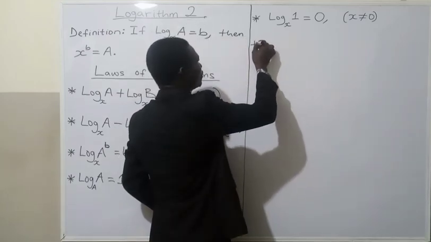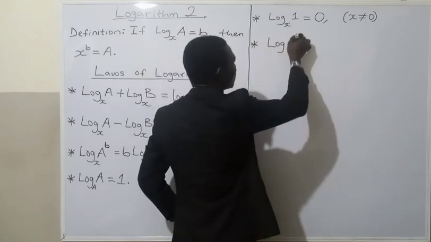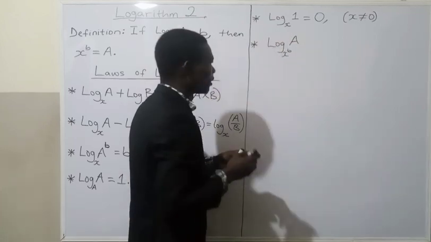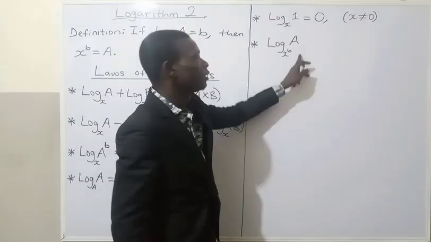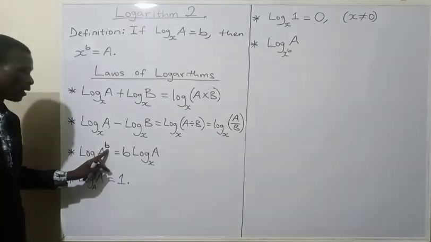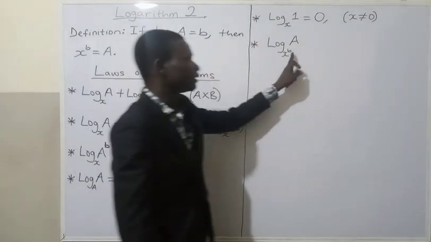Now the 6th law is going to be this: log a to base x raised to power b. This time around, it is the base that is carrying the power, not the real number. In the previous case, it was the real number that was carrying the power, and then the b comes behind to multiply. But having it here, it is the base that is carrying the power.